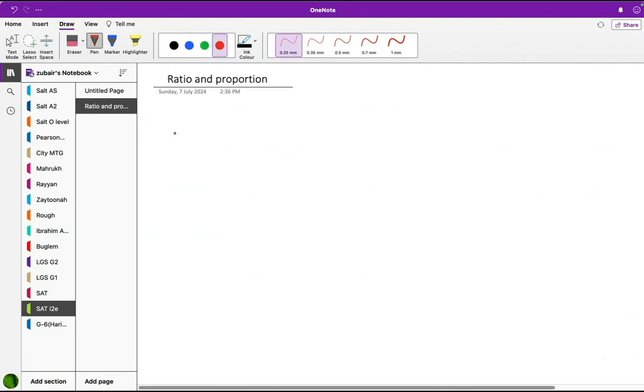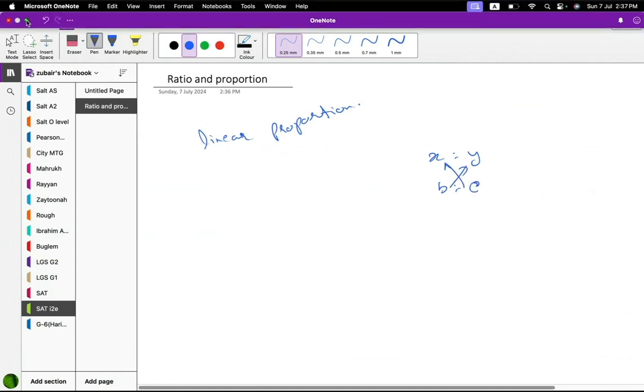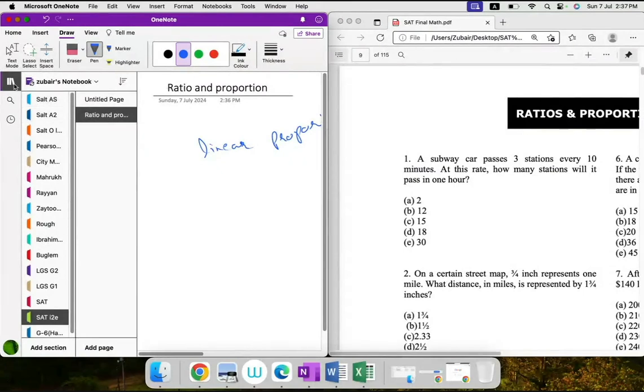In ratio and proportion, we used to do cross multiplication. This is going to be linear proportion, like x ratio y, b ratio c. So we'll be doing cross multiplication or using simple formulas.